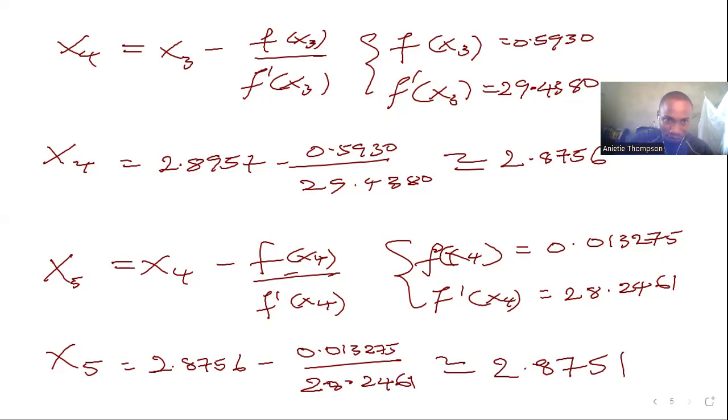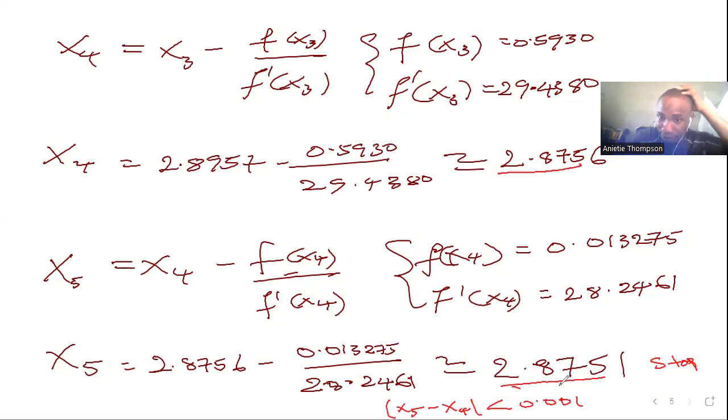Let me change the color of my pen. I want you to really see what I'm going to show you right now. Check this place and then check this place. They are the same. They've converged to the 3 decimal places I chose for my epsilon value. So the absolute value of my x5 minus my x4 is less than 0.001. So I'm going to stop my iteration here because I've achieved my goal.